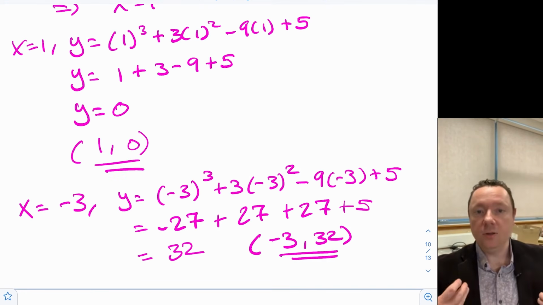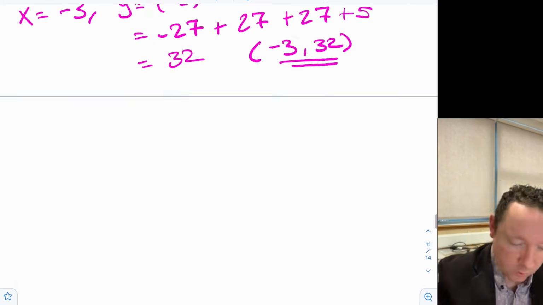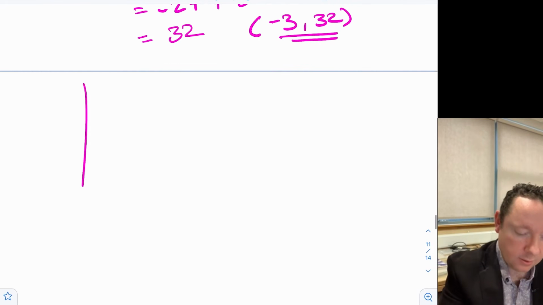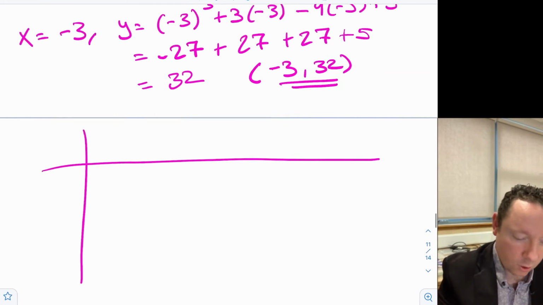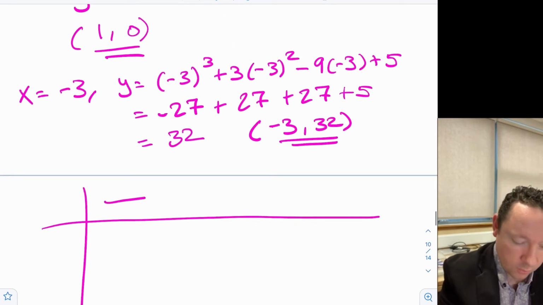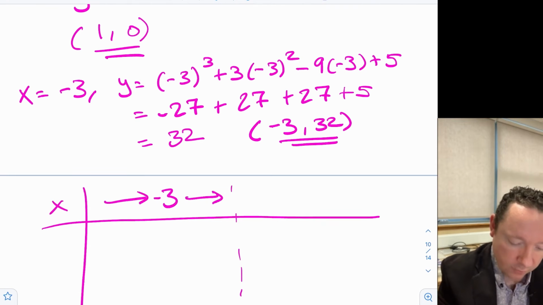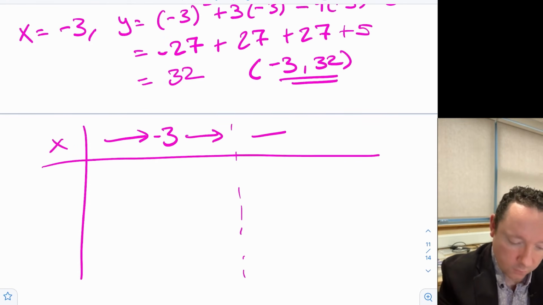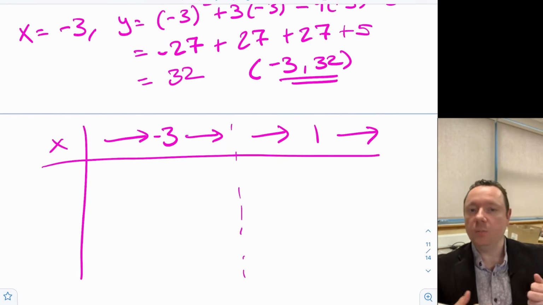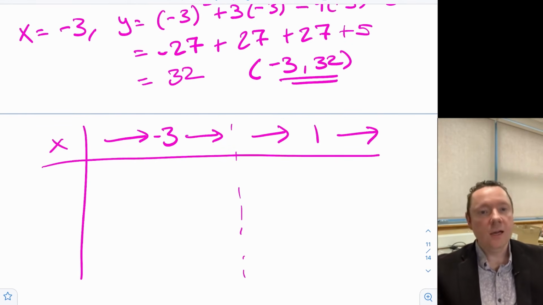Now we need to determine their nature by using a nature table. So a nature table is like this. We're going to go along to our first point. This is our x, so minus 3, and then along. And then we're going to examine the other stationary point. So I'm going to go along to 1, and then along. I always keep it separate in case there's a discontinuous point. I don't want to lose marks for it. In this case, no, but just in case.